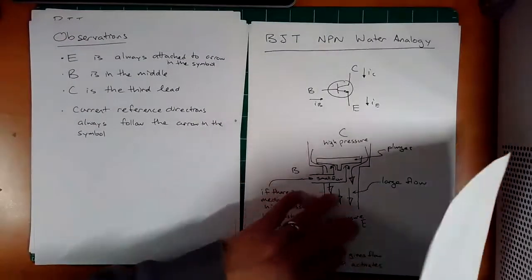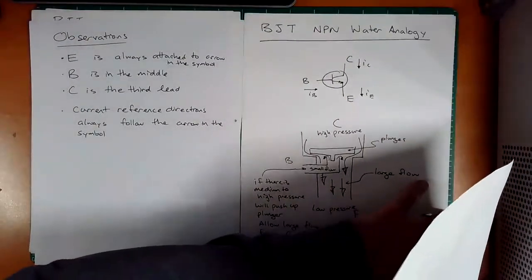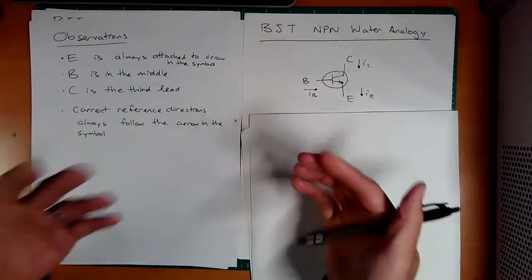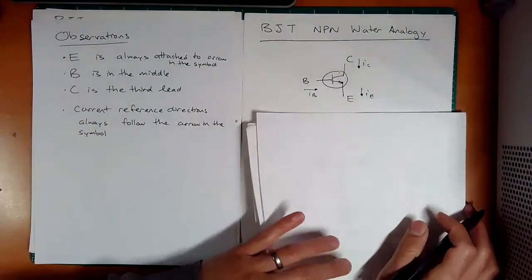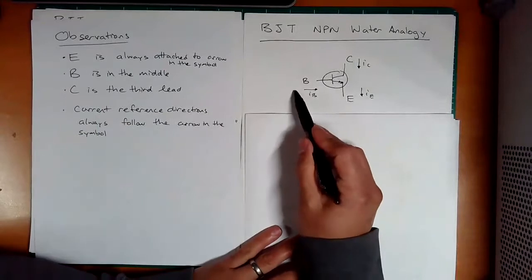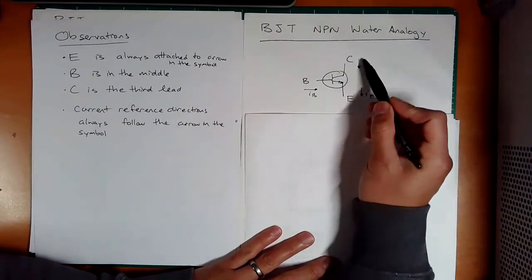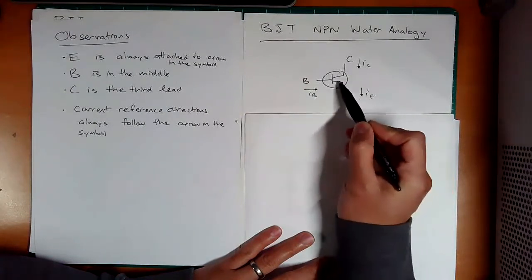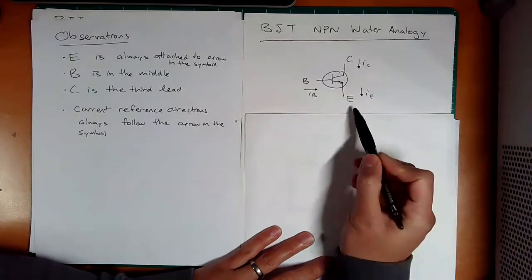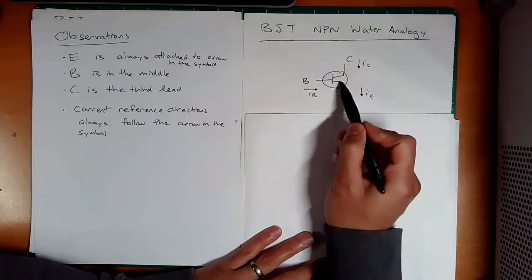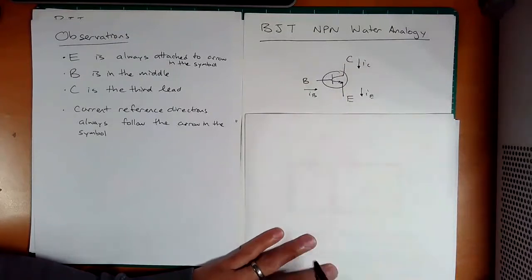So what I want to cover here is the water analogy, right? Just so that we have some intuition. Love to have intuition. Okay, so I redrew it. I have an NPN, right? I have the knot pointing in, and I have all the arrows pointing in the same direction as the arrow inside the symbol. I have E attached to the arrow, base in the middle, and C is left over.